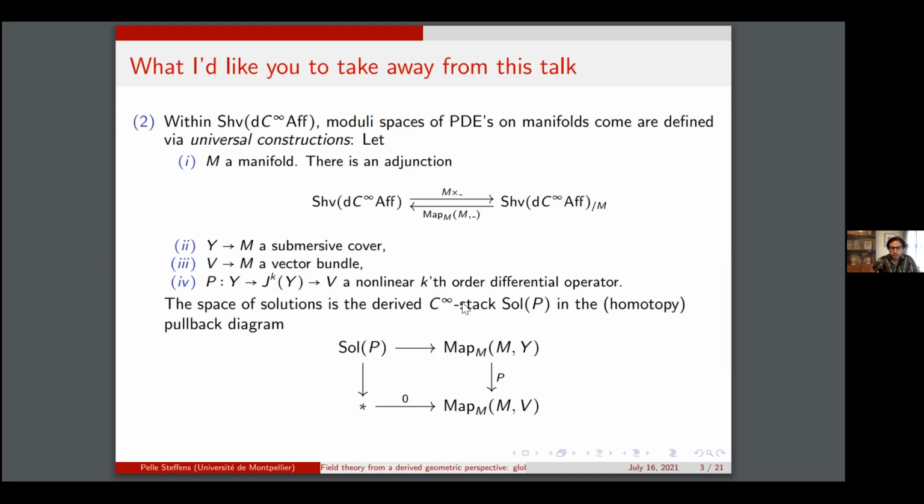Yeah, thanks for the talk, Pelle. I was just wondering if you could describe this derived manifold Sol P a little bit more? Okay, I can say a couple of things. So, ringed space, right? Sorry? It's supposed to be a locally ringed space, is that right? Yes.